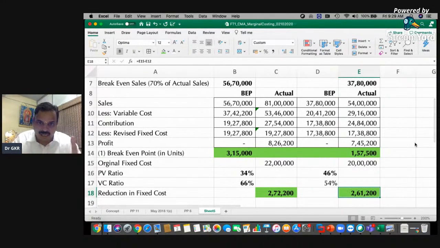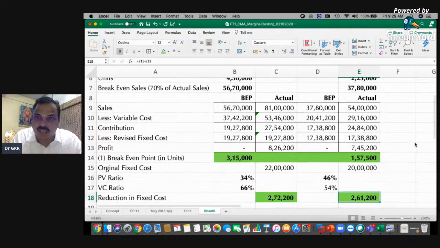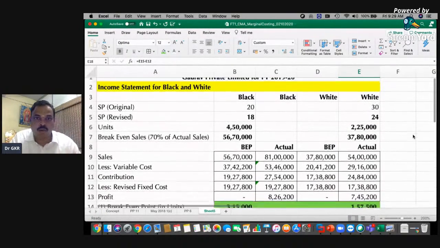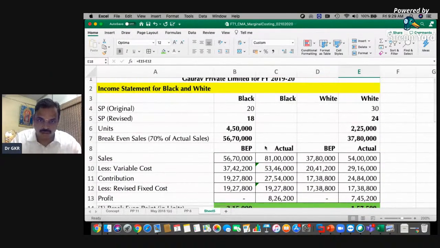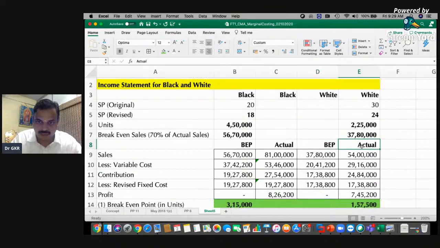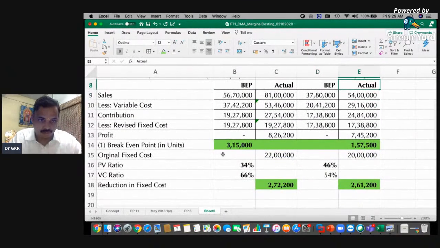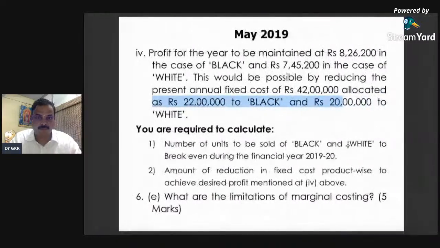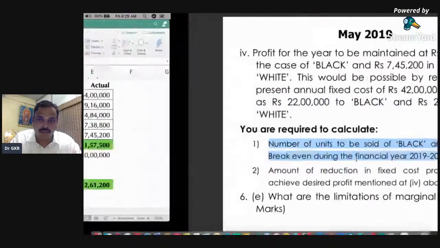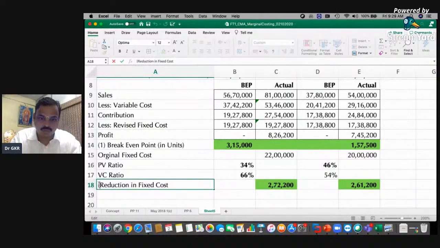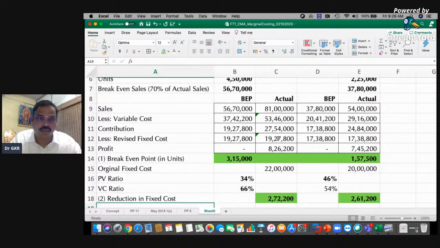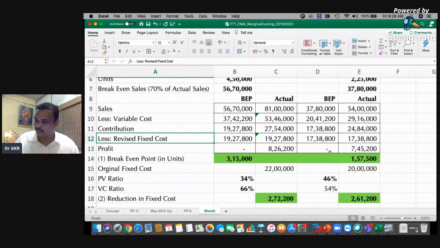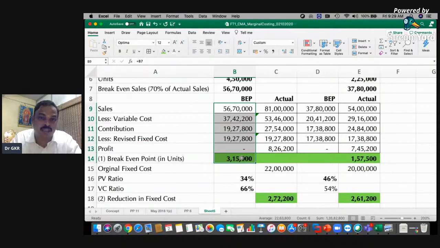So ultimately, you have to only construct this table, Gaurav Private Limited, income statement for black and white. So this is break-even point, this is actual, and you have to arrive at it. Your break-even point in units is the answer for 1, and this is your answer for 2. This is your original fixed cost, revised fixed cost. How did you get revised fixed cost? Only by preparing break-even point. Otherwise, you will not get revised fixed cost.